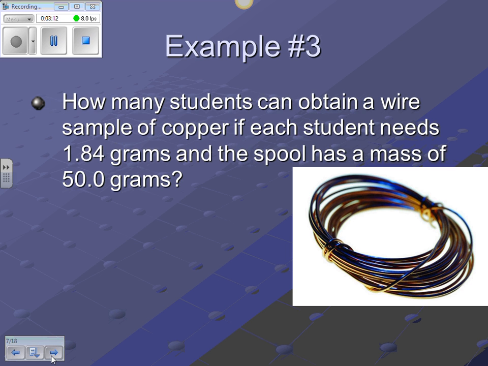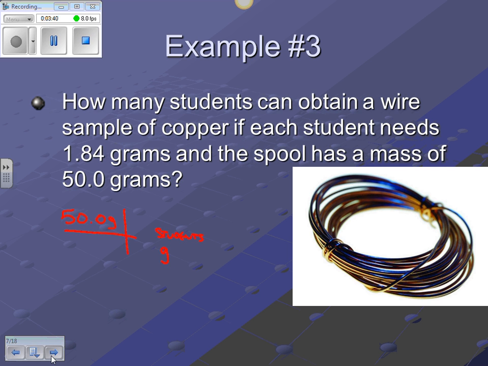Okay, now getting a little bit closer to true chemistry applications. We're going to take a look and we want to know how many lab stations, how many students, can I get if I have just a 50-gram spool of wire left? Hey, my budget is really tight. I try to save money. I try not to order too much stuff. This is all the copper I could find. So I take my 50-gram sample of wire. I want to know how many students I can get out of that. So grams to students.